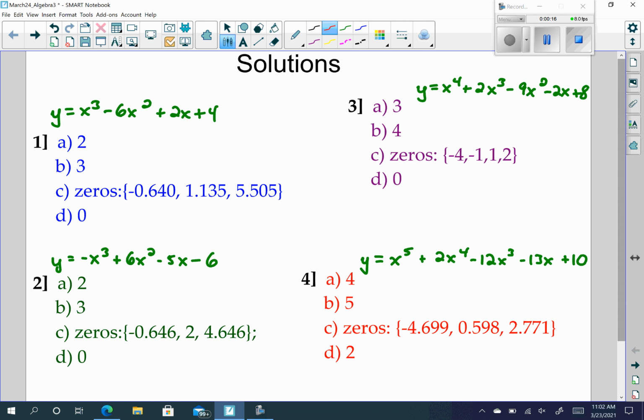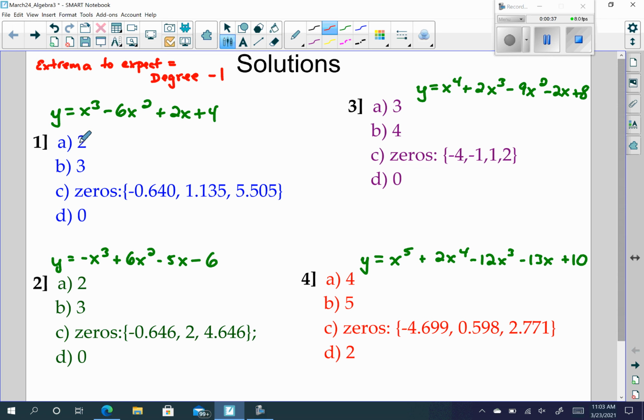Now for part A, when we're asked what is the most number of peaks or valleys, or the extrema, that we would expect, recall the max number of extrema to expect is equal to the degree minus 1. So in number 1, the degree is 3, so 3 minus 1 will give us 2. So we would expect 2 relative extrema at the most.